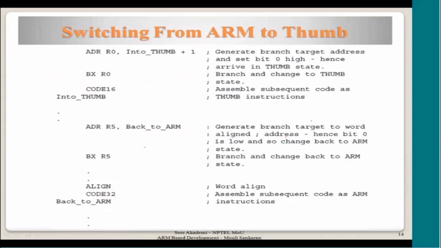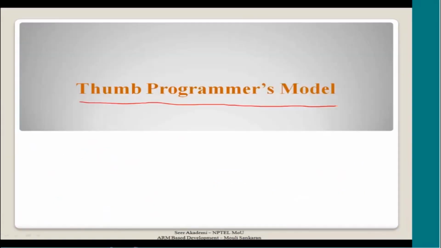I hope this is very clear to you how we move from ARM to thumb state and then thumb to ARM state. Okay, very good. Let us carry on. So far I have not told you which registers are visible. Are all registers visible? Are all the bank registers visible in thumb state? We have not talked about that.